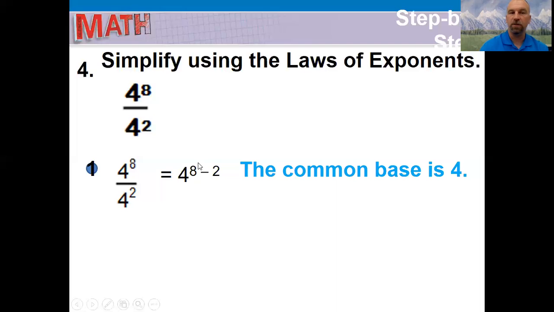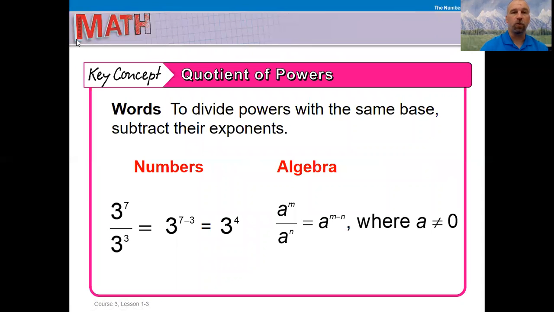The base is going to stay the same, and the exponents, a common base, the exponents are going to subtract. 8 minus 2. The numerator exponent minus the denominator exponent, 8 minus 2. And we know that 8 minus 2 is 6. So the answer is 4 to the 6th power. You can multiply that out using Desmos or calculator and get some large number answer. It's not outrageously large, but we're going to leave our answer in exponential form. 4 to the 6th power. So that is the rule for the quotient. Remember, that's division, the quotient of powers. If they have the same base, we subtract the exponents.